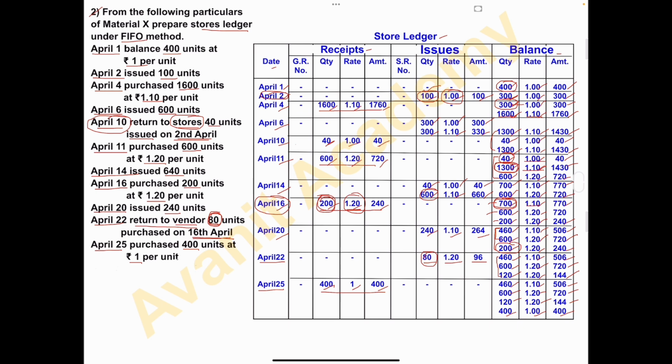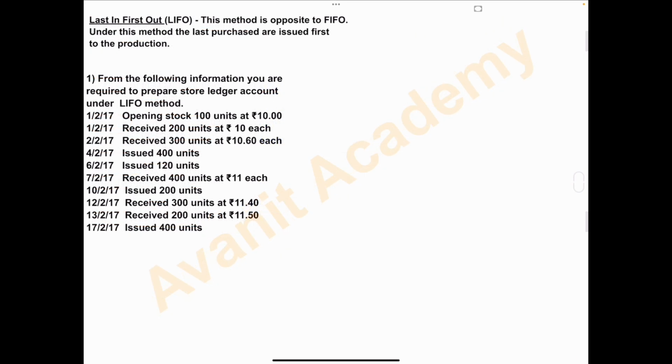First, we'll understand the meaning of LIFO method. That is, last in, first out. This method is opposite to FIFO. FIFO we have already studied, that is first in, first out.